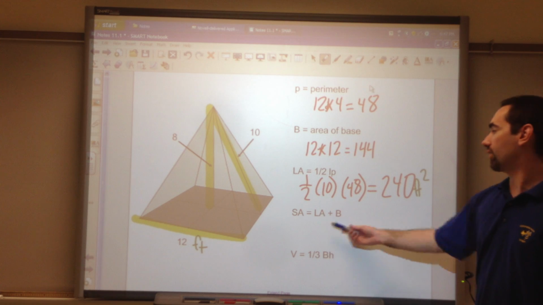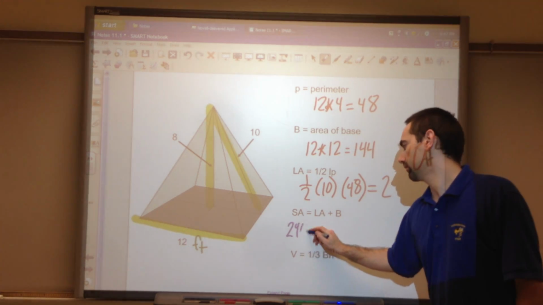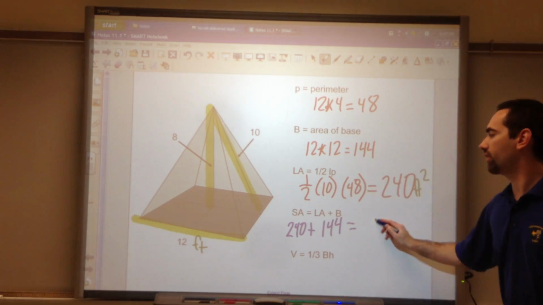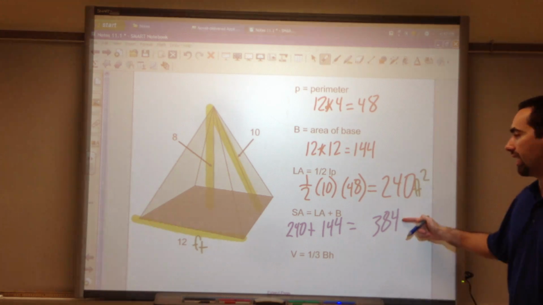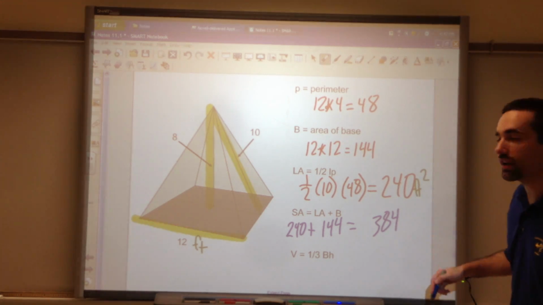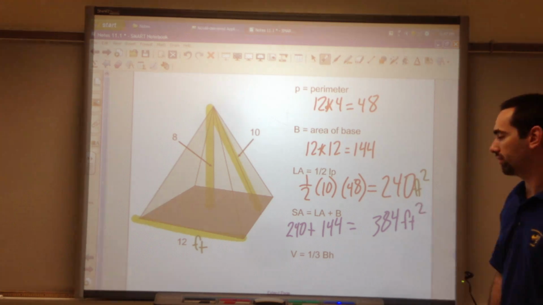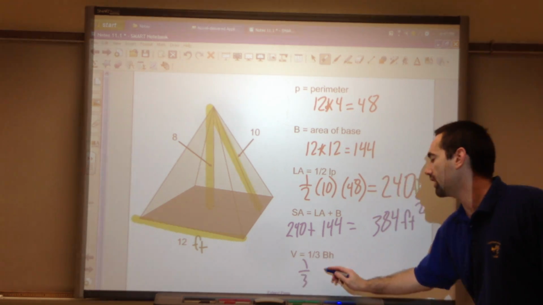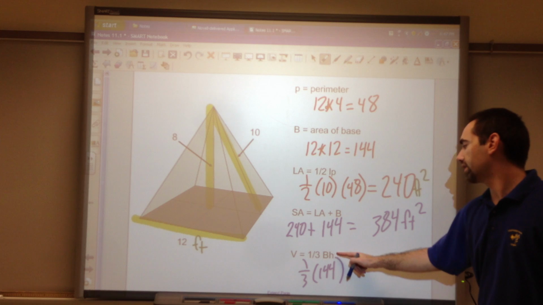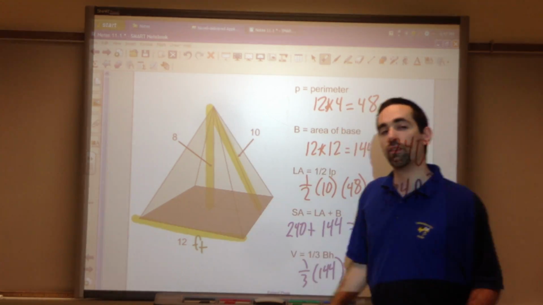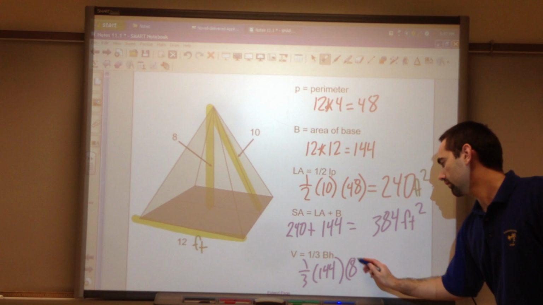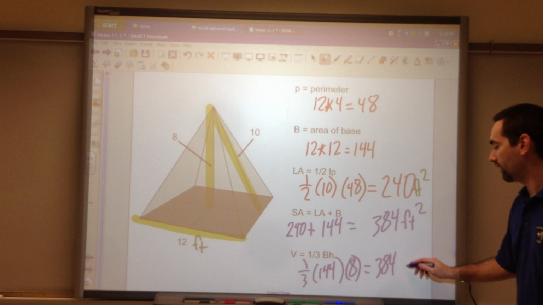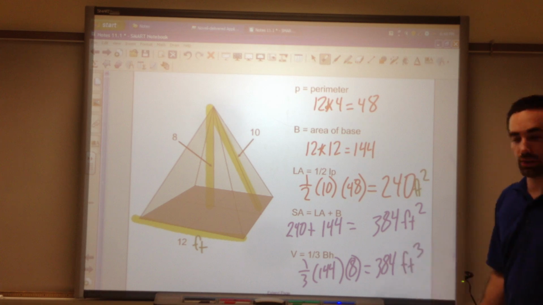Surface area is the lateral area, 240, plus the big B, 144. So that's 384. And again, this is surface area, feet squared. Volume, 1/3, big B, which is 144, times the height of the pyramid, which is 8. And I get 384. This is volume, so feet cubed.